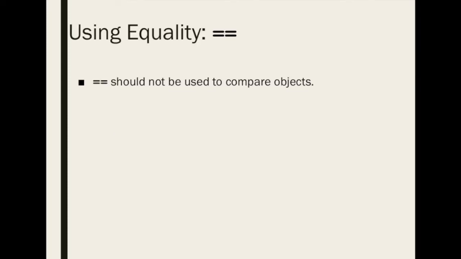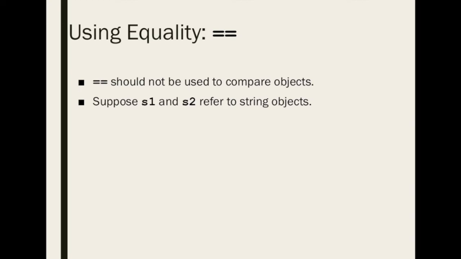We've also said that equals equals should not be used to compare objects. So suppose we have two different objects, S1 and S2. And let's say that these are string objects because that's what we're pretty familiar with right now. What's actually stored in S1 and S2 is their memory address, not the actual text of the string.